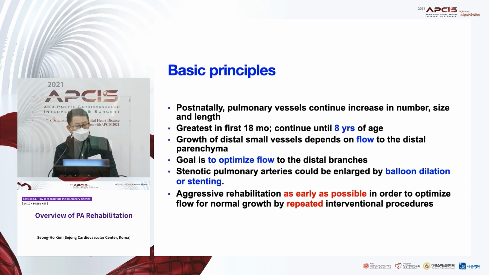That is the usual indication. And the basic principle of pulmonary rehabilitation is like this. Postnatally, pulmonary vessels continue to increase in number, size, and length until 8 years of age. Growth of distal small vessels depends on flow to the distal parenchyma. So the goal of pulmonary rehabilitation is to optimize flow to the distal branches. The stenotic pulmonary vessel can be enlarged by balloon dilatation or stenting. Therefore, aggressive rehabilitation as early as possible, by repeated interventional procedures, is needed to optimize flow for normal growth.